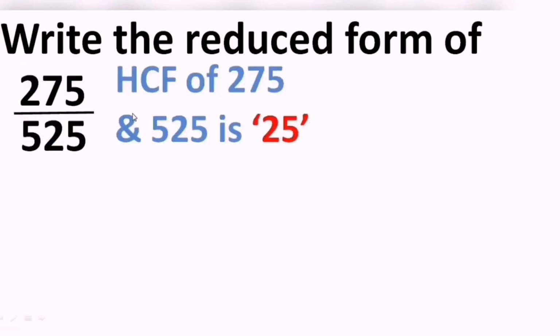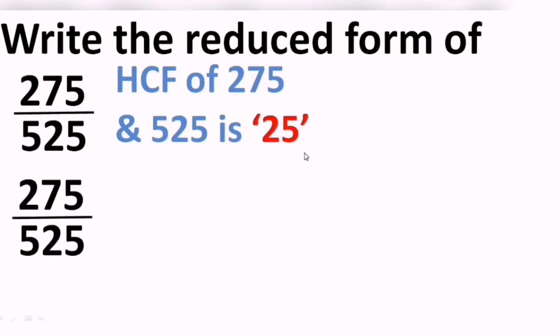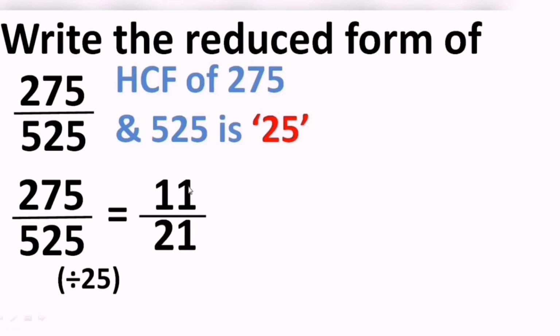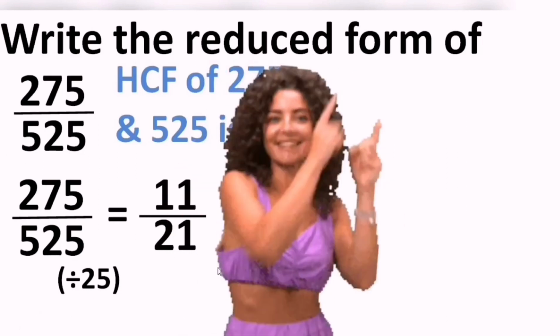Write the reduced form of 275 upon 525. So at that time, what is the best way? Find the HCF of 275 and 525 by the division method in the easiest possible manner. You get the answer 25, and this 25, the HCF, will be utilized as a common divisor for both of them. So I'm going to reduce this 275 upon 525 by dividing both the numerator and the denominator by 25, and you get the answer 11 upon 21, and that's what we needed.